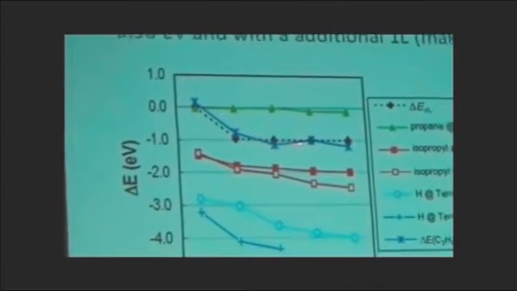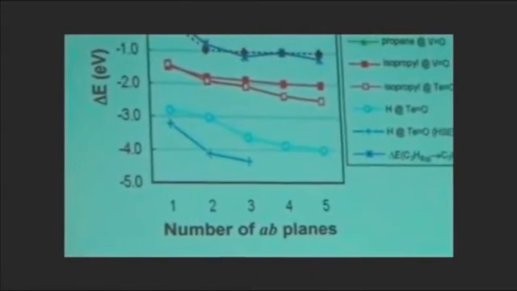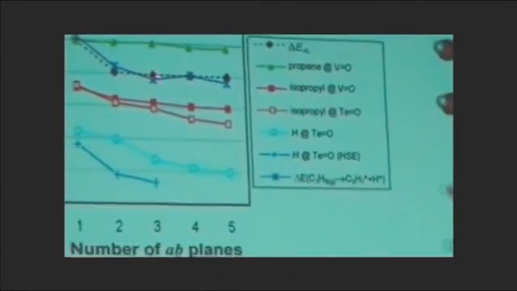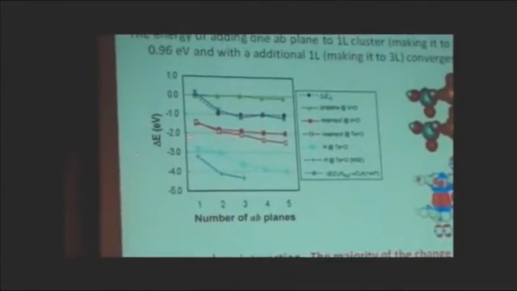We begin by exploring the electronic and energetic properties of the cluster with 1 to 5 layers as a function of cluster thickness. What we found is that upon adding one layer of the AB plane to the one-layer cluster, when we form a two-layer cluster, the energy is exothermic by minus 0.96 eV and gets converged to minus 1 eV. So when you have three layers, the change in energy gets converged.